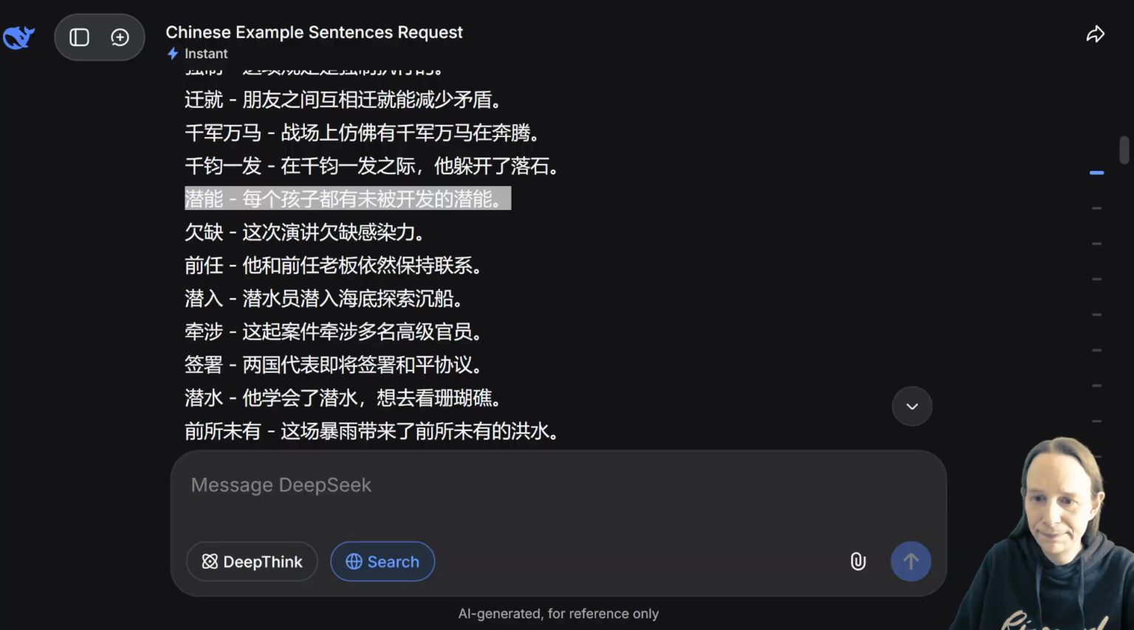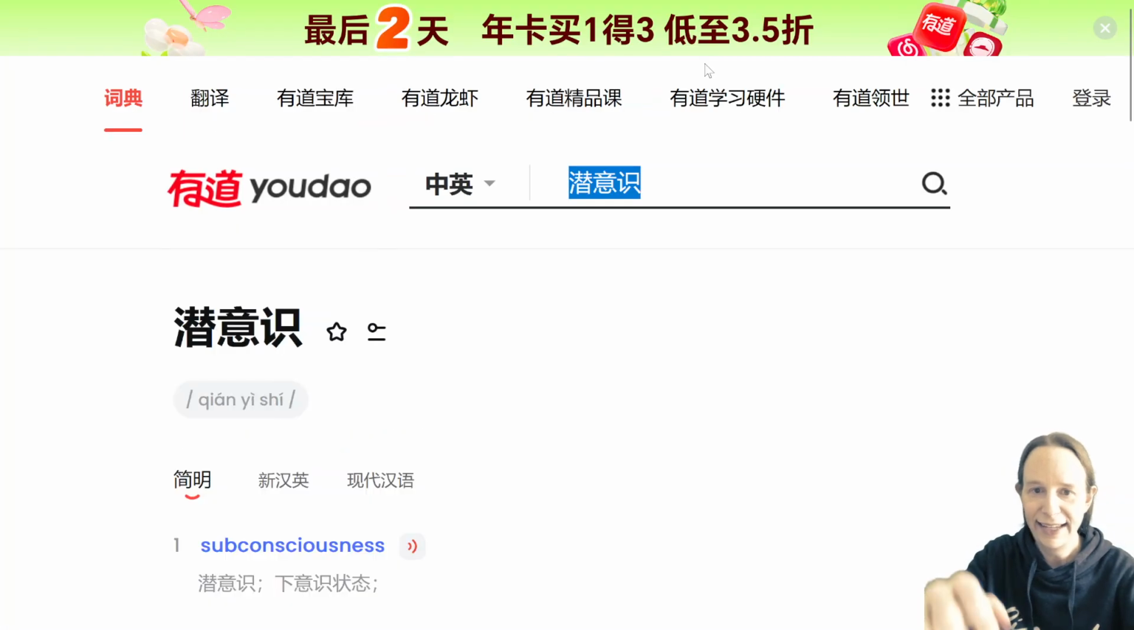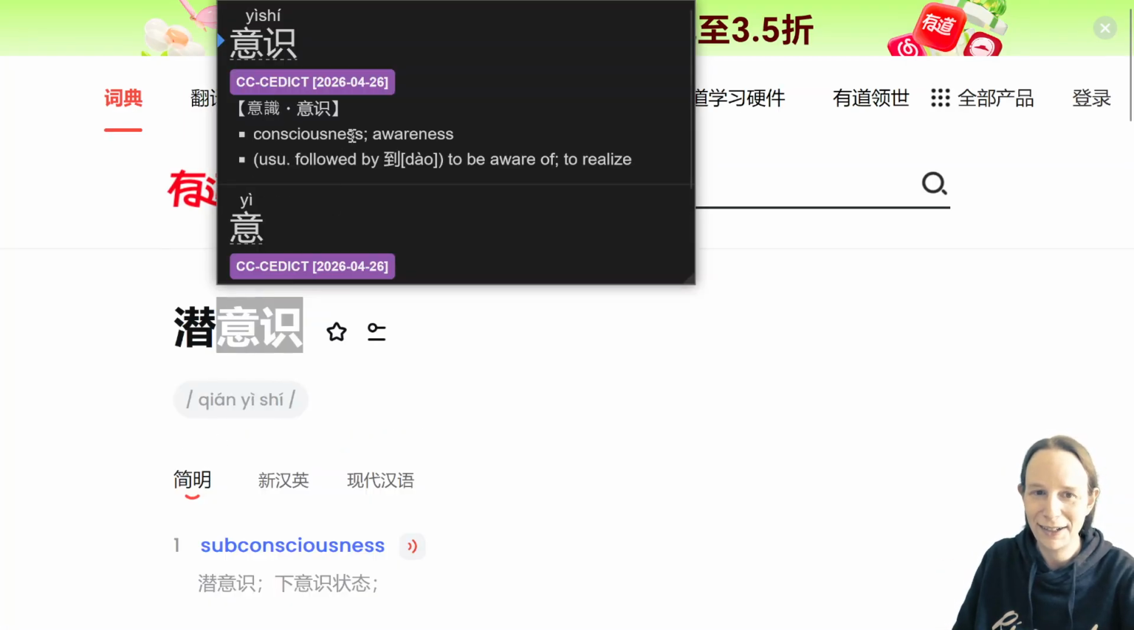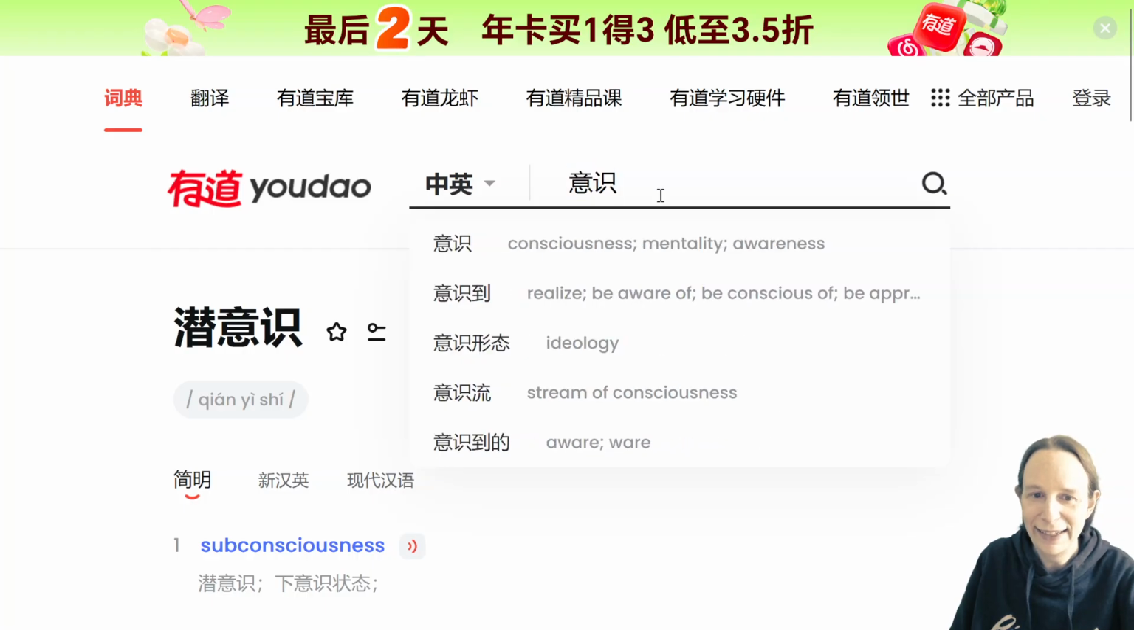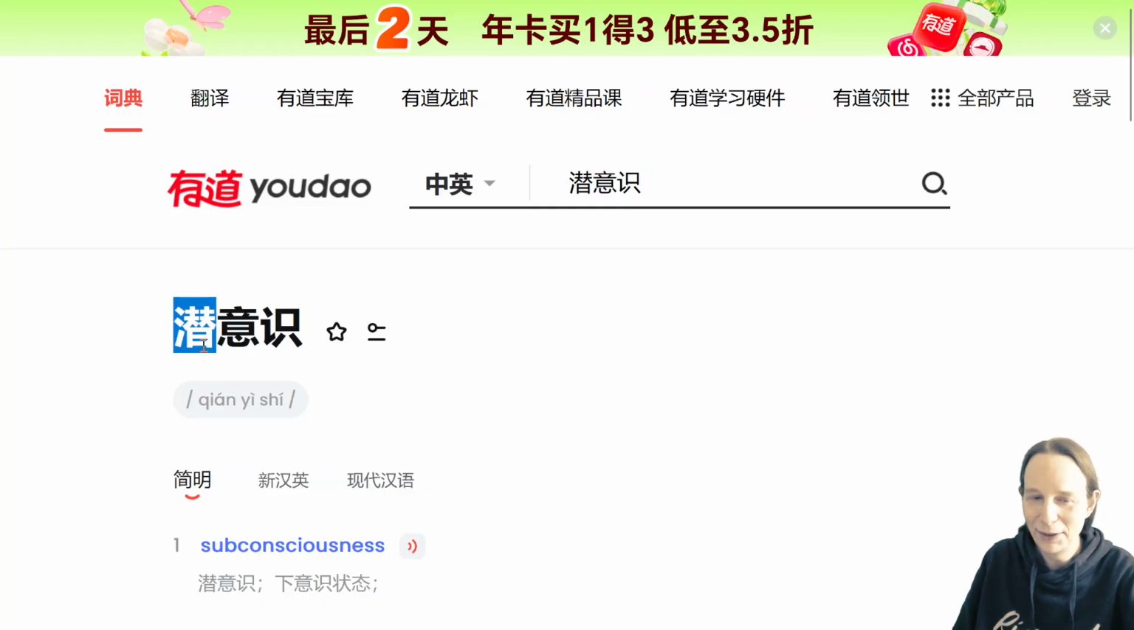潜能. And while we're here, 潜意识. The 意识 is your consciousness, but often it's 意识到. So to be aware of something, 意识到, I'm aware of something. 潜意识 is your hidden, latent, yet to be realized 意识, your subconsciousness.